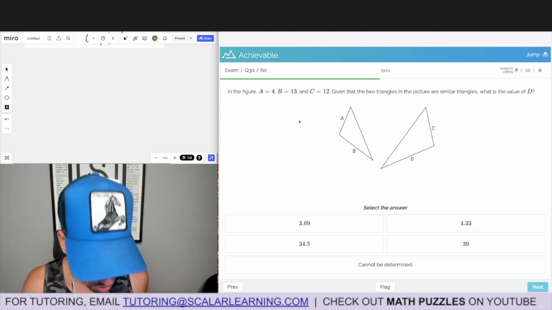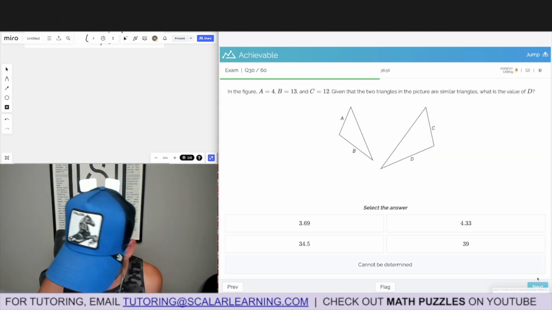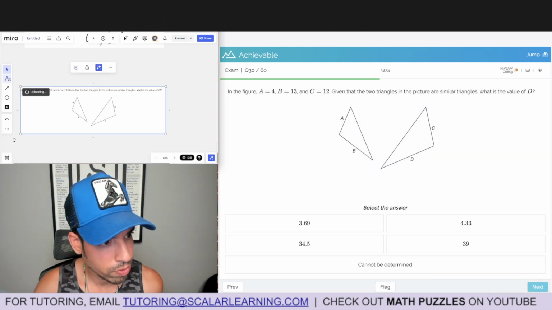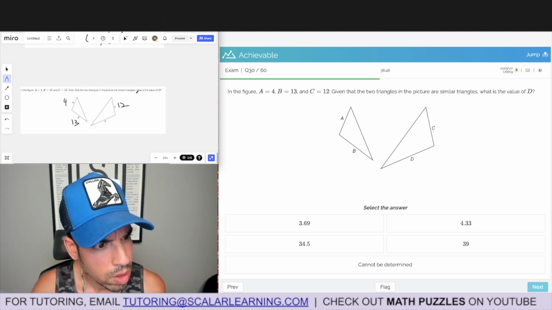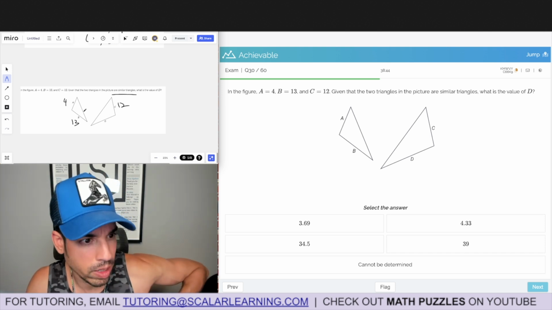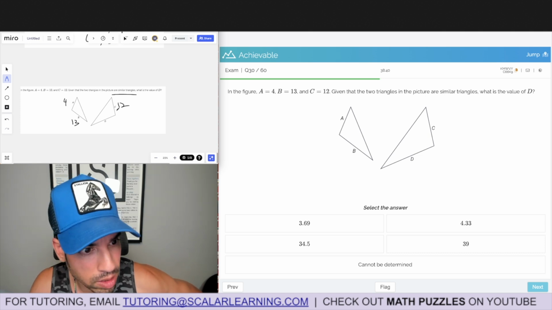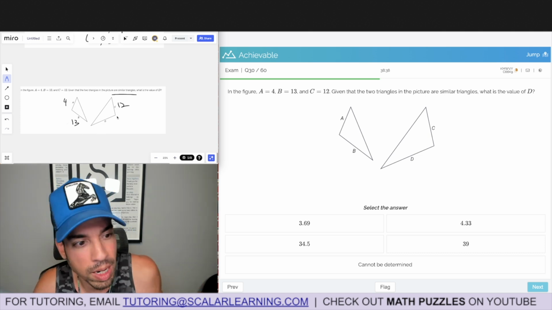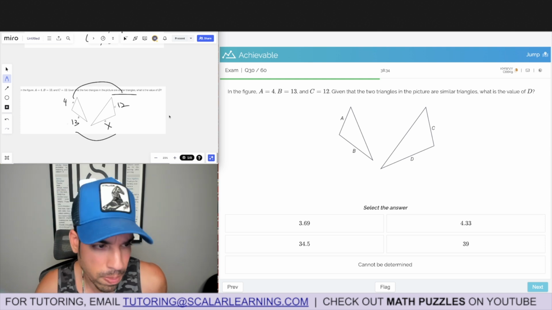Okay, next, in the given figure, a equals 4. Hold on, let me take a screenshot of this. A equals 4, B equals 13, and C equals 12. Given that these are similar triangles, what is the value of D? So here's the actual situation. I know that A is probably corresponding to C. It doesn't give a similarity statement, but I'm assuming that this is similar to this and this is similar to this. We have to make that assumption.